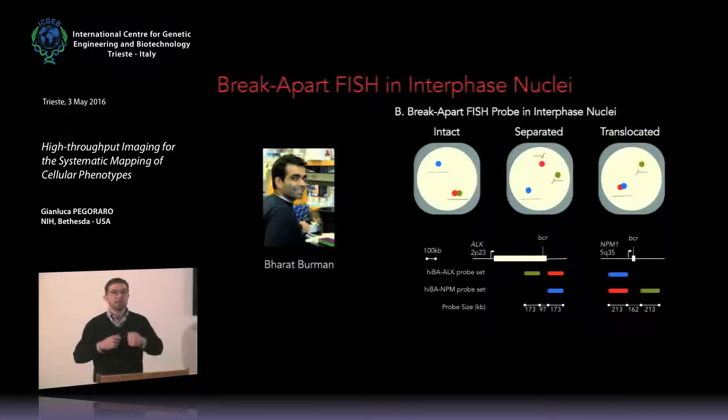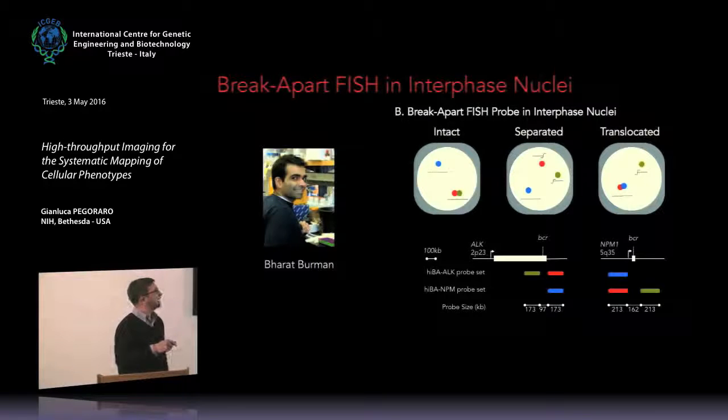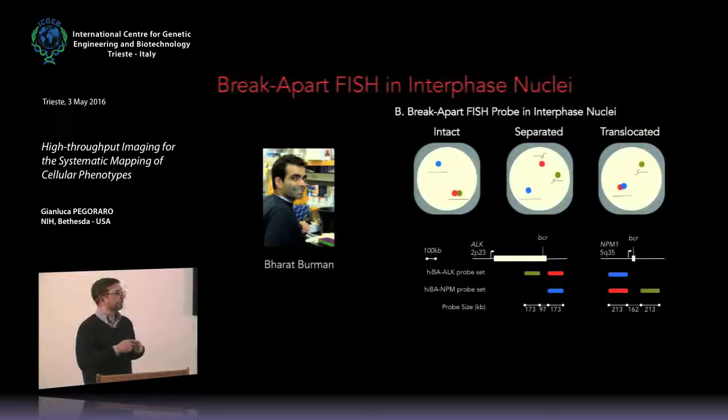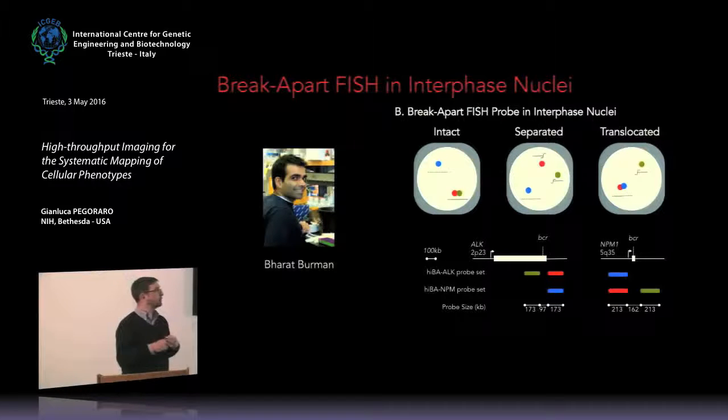In case of a DNA breakage and separation of the two chromosomal arms, the green and red probes should now be separated. And in case of translocation of this chromosomal region to this chromosomal region, we should now see a concomitant separation of green and red and a concomitant proximity event of blue and red together.